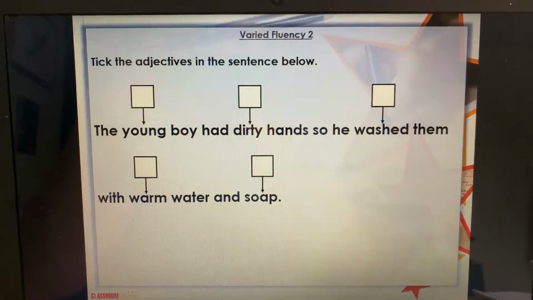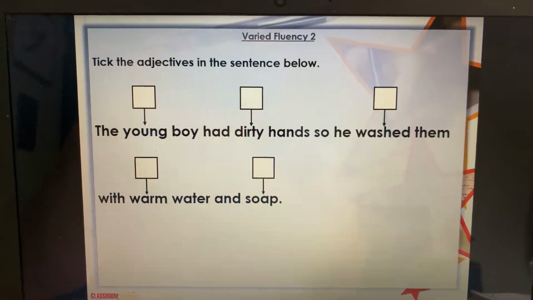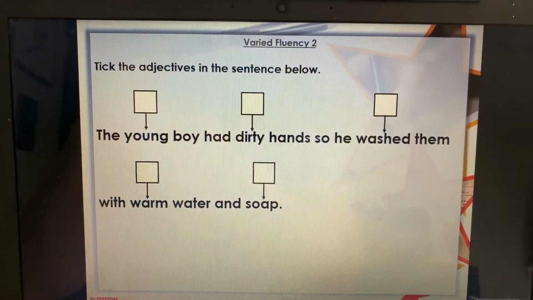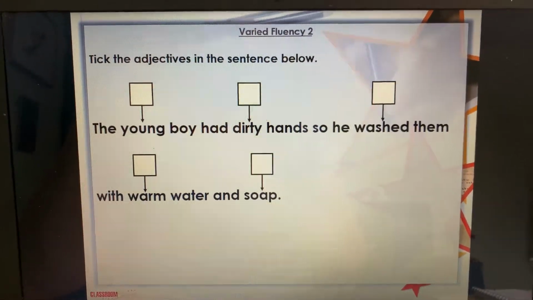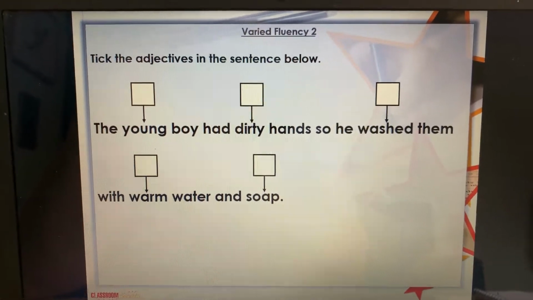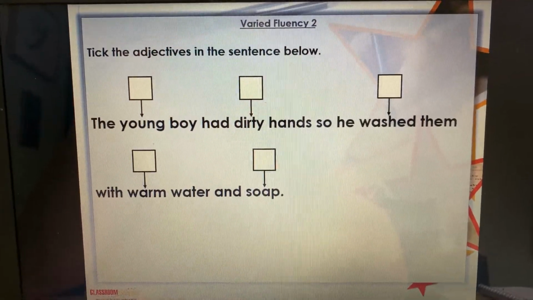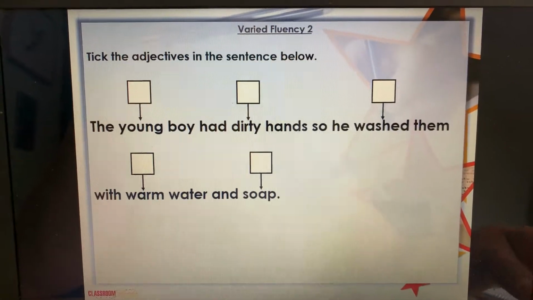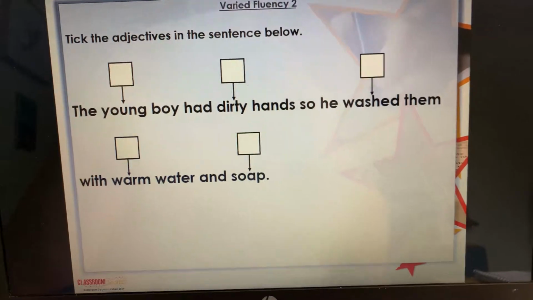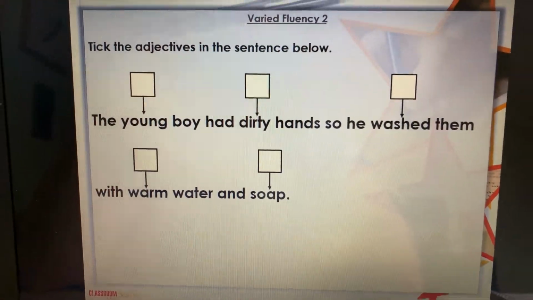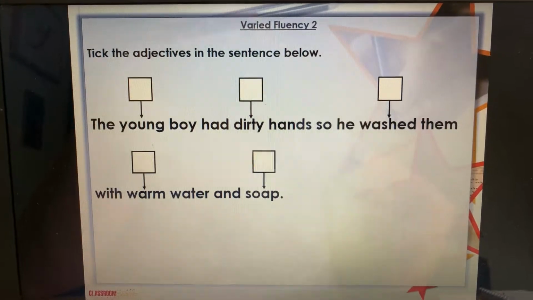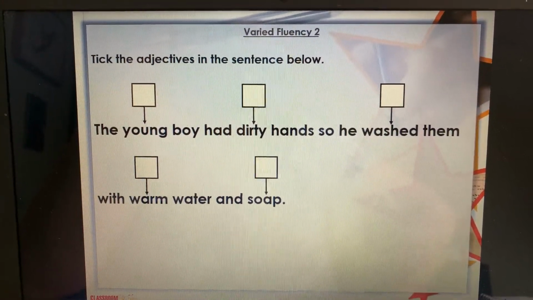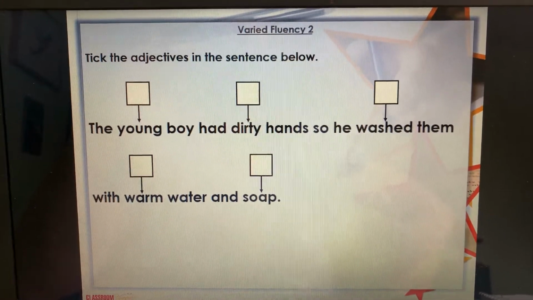I think young. So the young boy. The boy is a noun. Young is describing how old the boy is. So he's a young boy. I think that is an adjective. Hands. Hands are a noun. You can see them. And you're saying dirty. So I think dirty will be an adjective. Washed. I think that's a doing word, do you? So a verb.